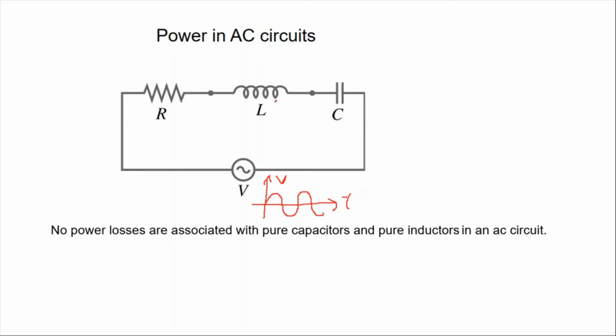Similarly, energy is stored in the inductor, and then this energy is delivered to the circuit again. So momentarily there is some energy stored in these two elements, but then they release their energy to the circuit again and they do not dissipate any energy. Only the resistor dissipates energy in an AC circuit.